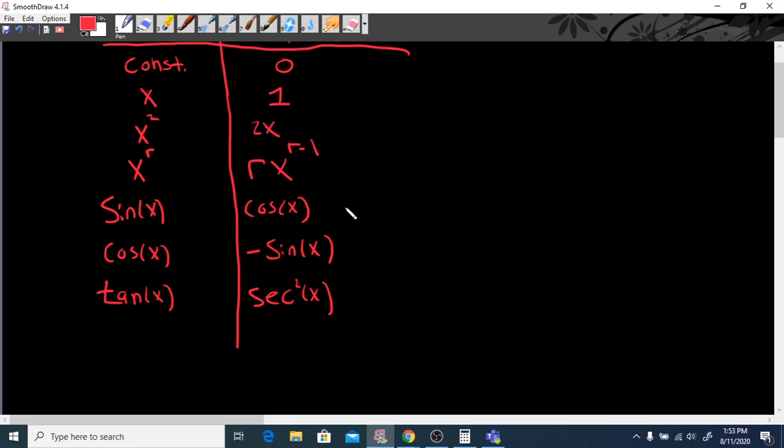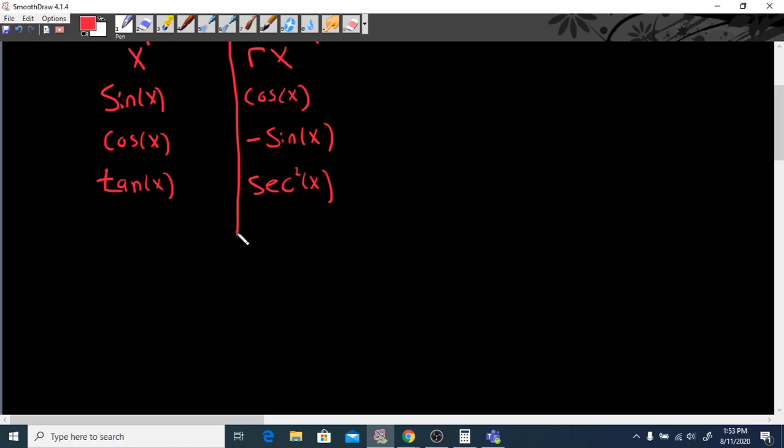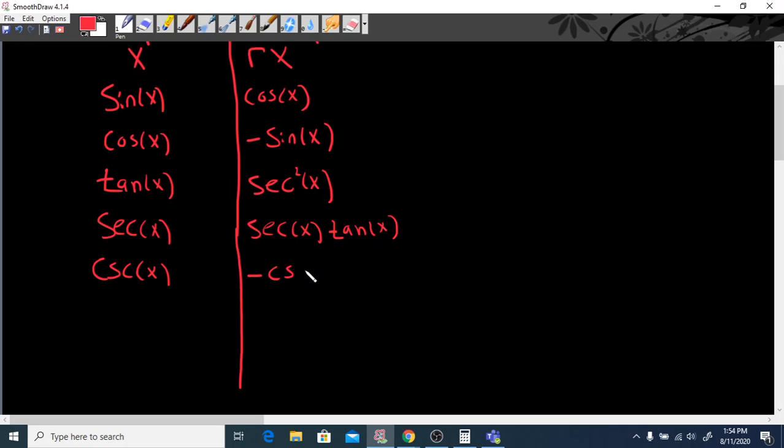Have to know these. Absolutely crucial that you know these. Derivative of tangent is secant squared. Derivative of secant is secant tangent. The derivative of cosecant is negative cosecant cotangent. And the derivative of cotangent is negative cosecant squared.